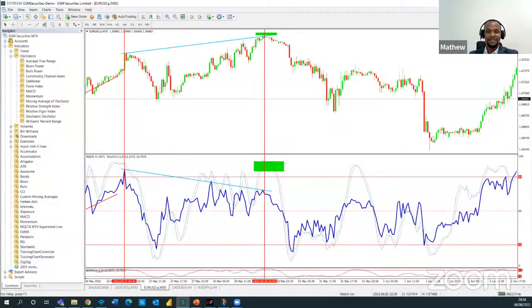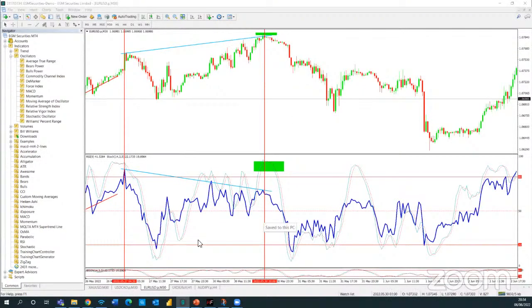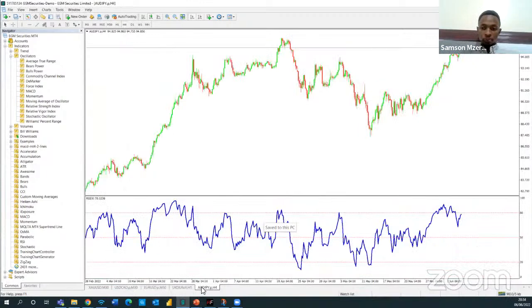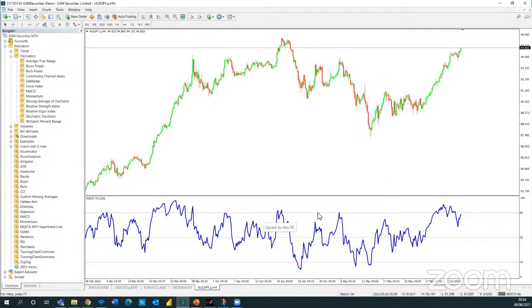All right, so let's check out another one. For the Aussie yen, let's check out. What we are considering here is the peaks, how the peaks are behaving on the RSI vis-a-vis the peaks on the chart itself. I want us to look for them together with the trader, so we see what we can actually find. And in this case, I find another one.